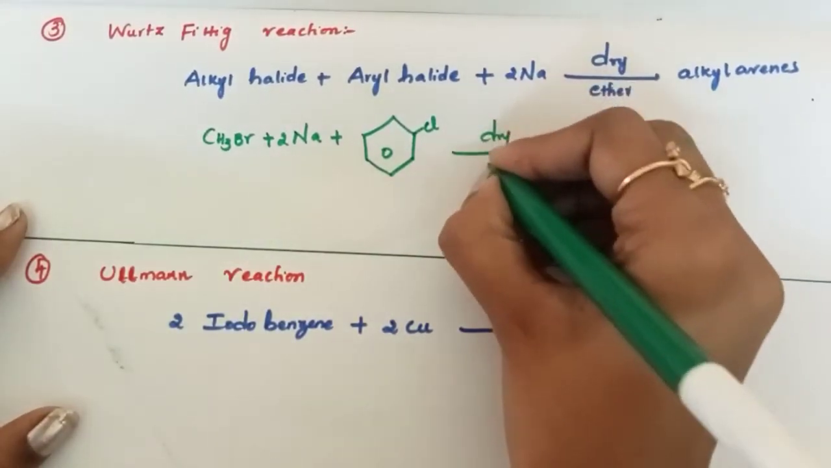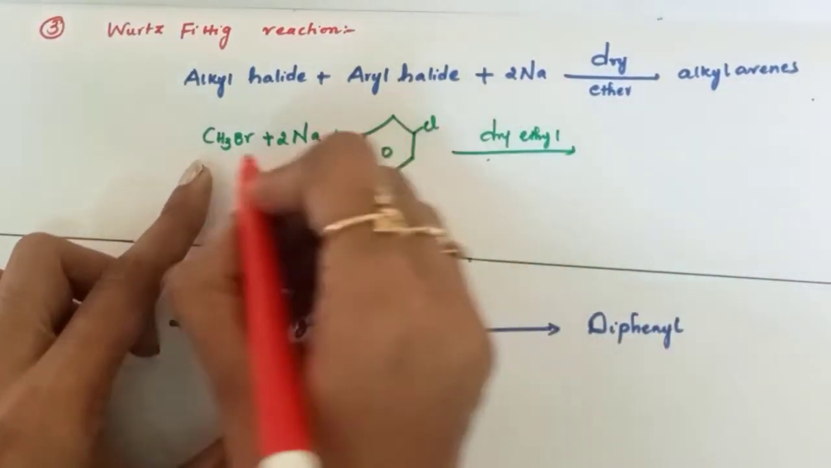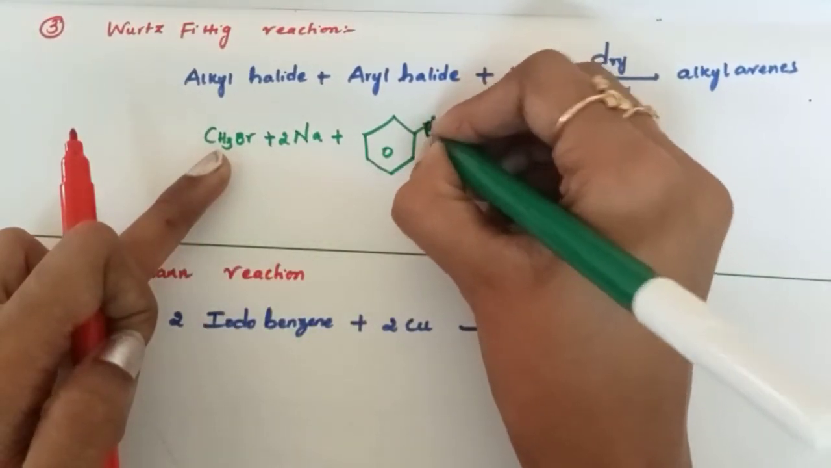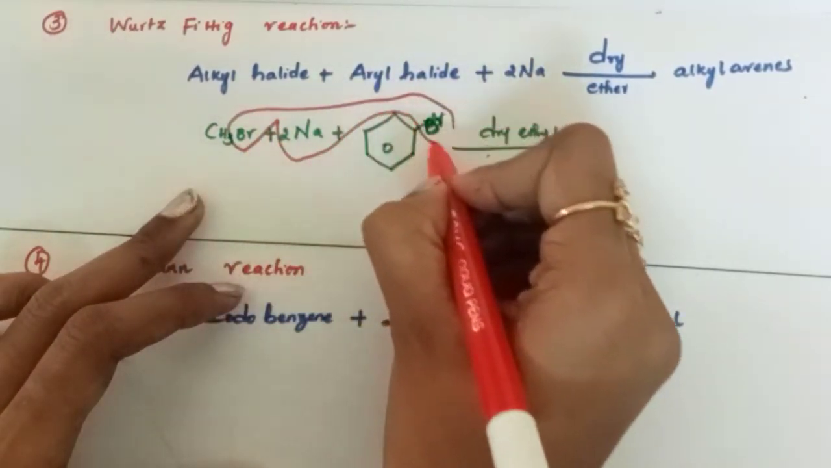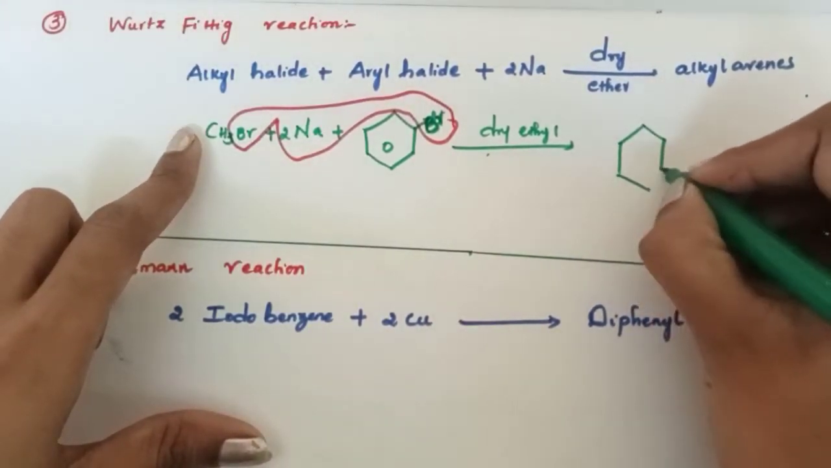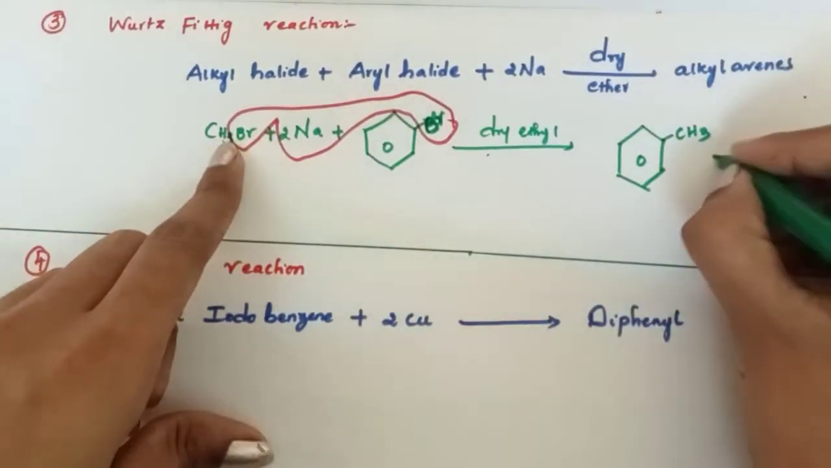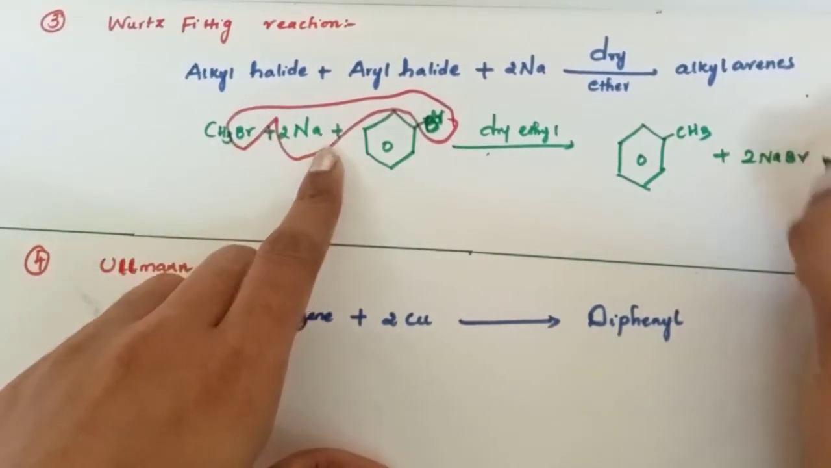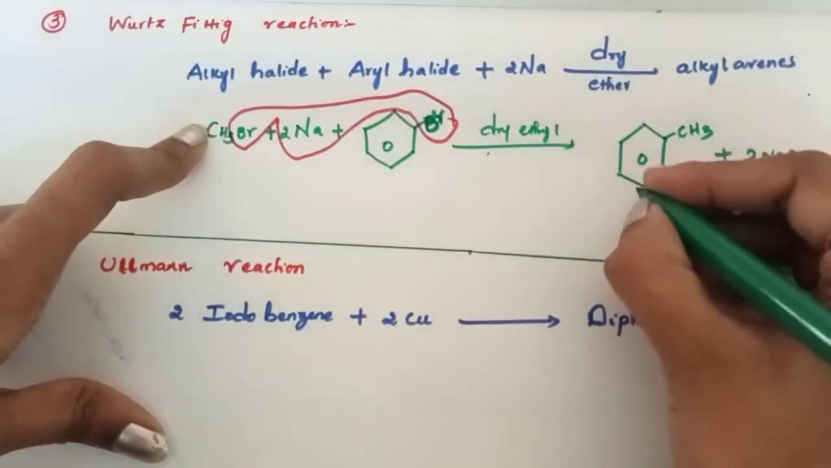in the presence of dry ether, the product. Here Br, bromobenzene. NaCl got eliminated, so product CH3. Two molecules of NaBr eliminated, so CH3 which is attached to this benzene, we got toluene.